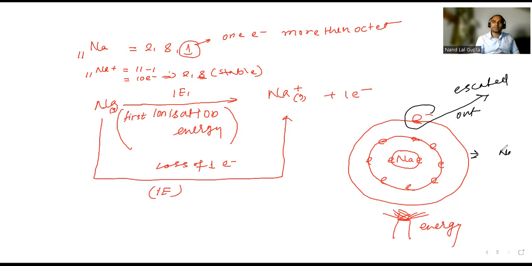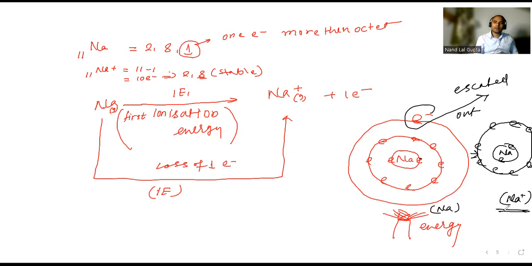Now in sodium, how many shells will be there? Only 2. So there is loss of an electron and the number of shells is reduced. Here 3 shells were there, now 2 shells. So this is the configuration of Na and this is the configuration of Na+. Understood? Can you write down this one?